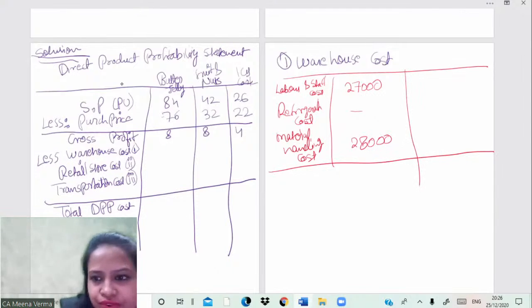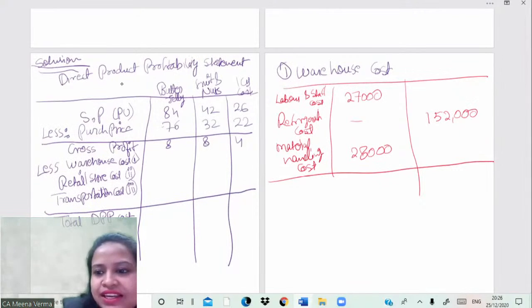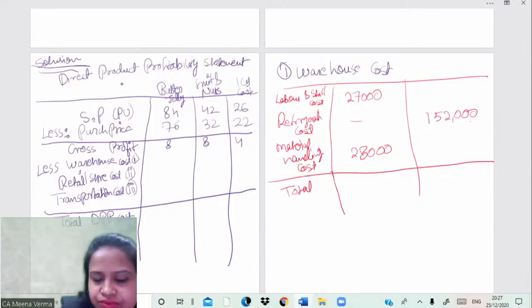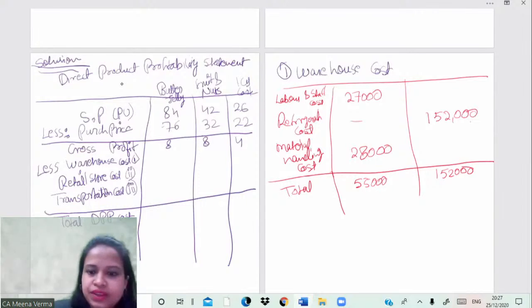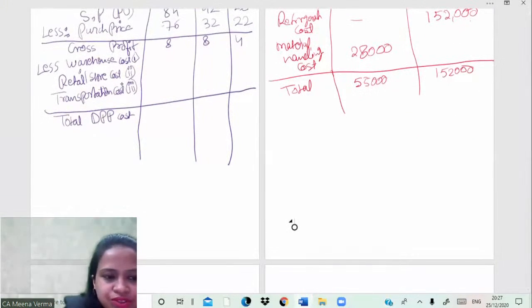While the cost of refrigeration, which is 1,52,000, we will apportion in two products only, butter jelly and icy cool. So we have these two costs. Okay, so what is the total value? This is 55,000, and 1,52,000.